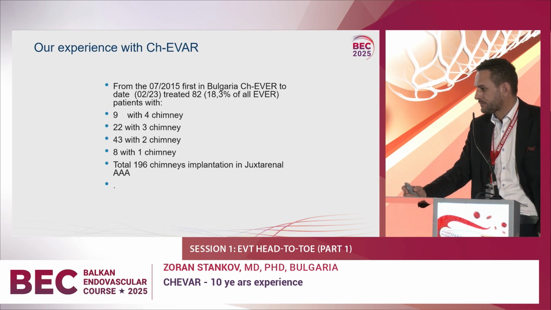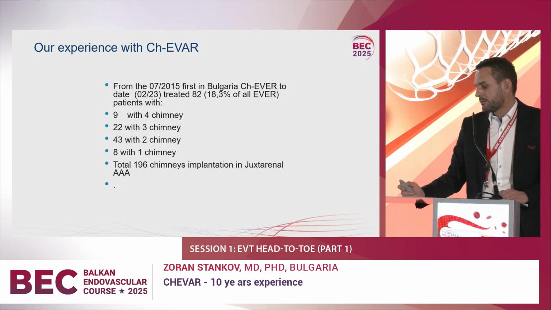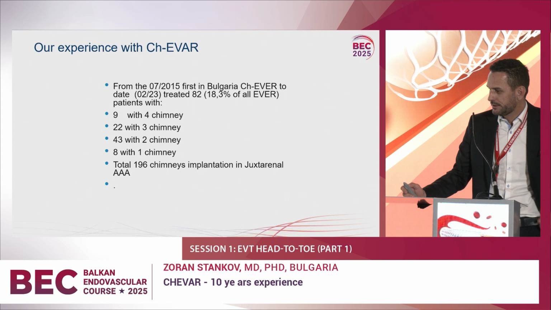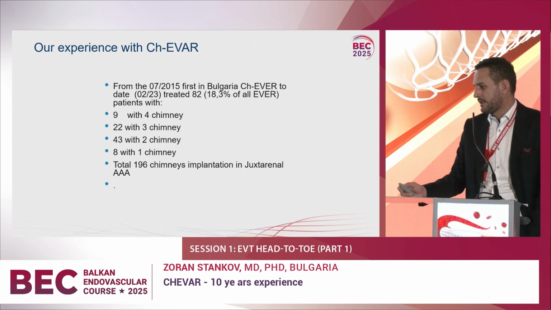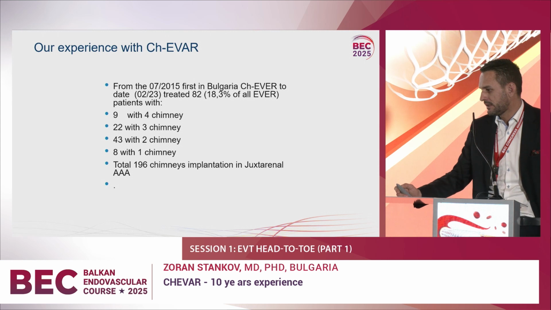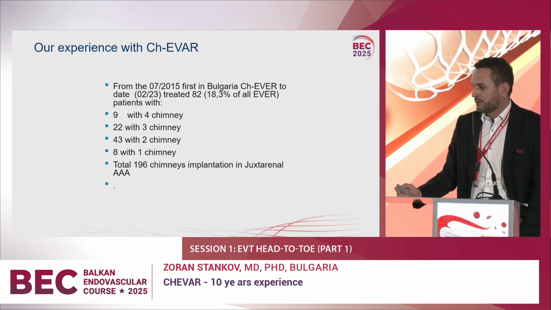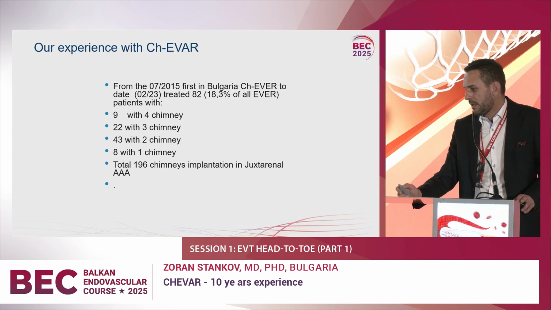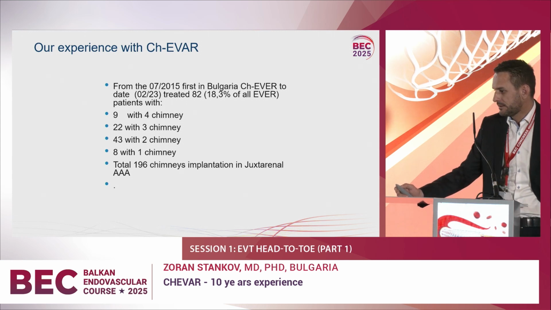We have 82 patients, and 18 patients of all procedures are with the chimney technique. With 4 chimneys, for the celiac trunk, the mesenteric artery, and both renal arteries, we have 9 patients. 22 patients have 3 chimneys, mesenteric artery and both renal arteries. Only on both renal arteries we have 43 patients, and 8 patients with only 1 chimney. The total number of chimney implantations in juxtarenal aneurysm is 196.